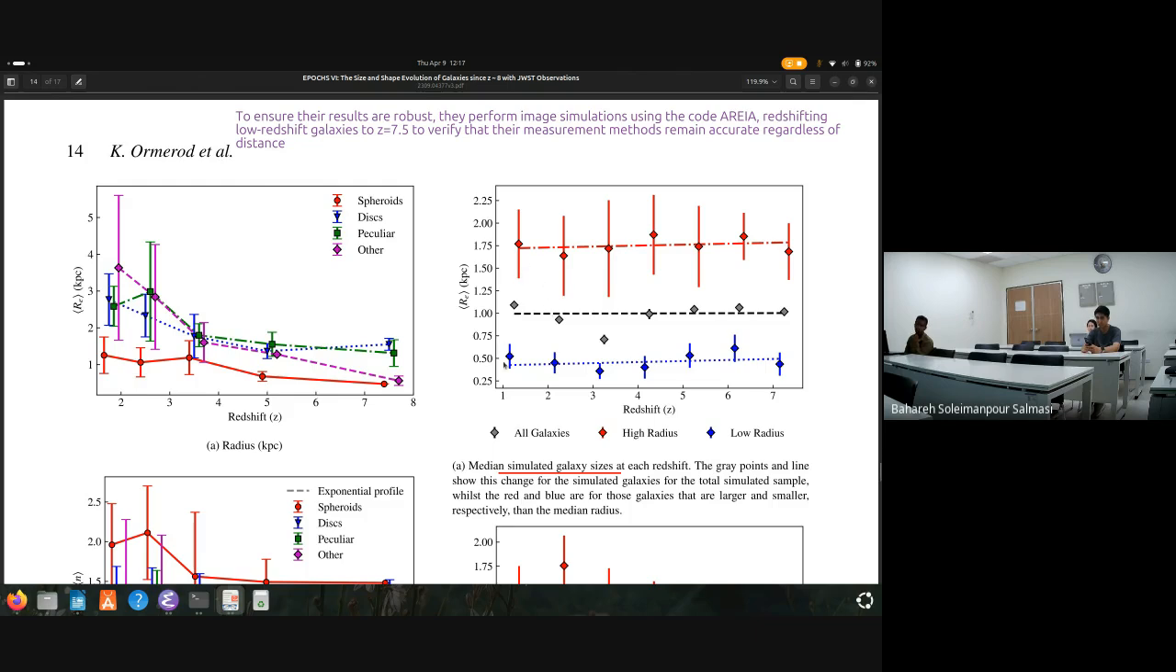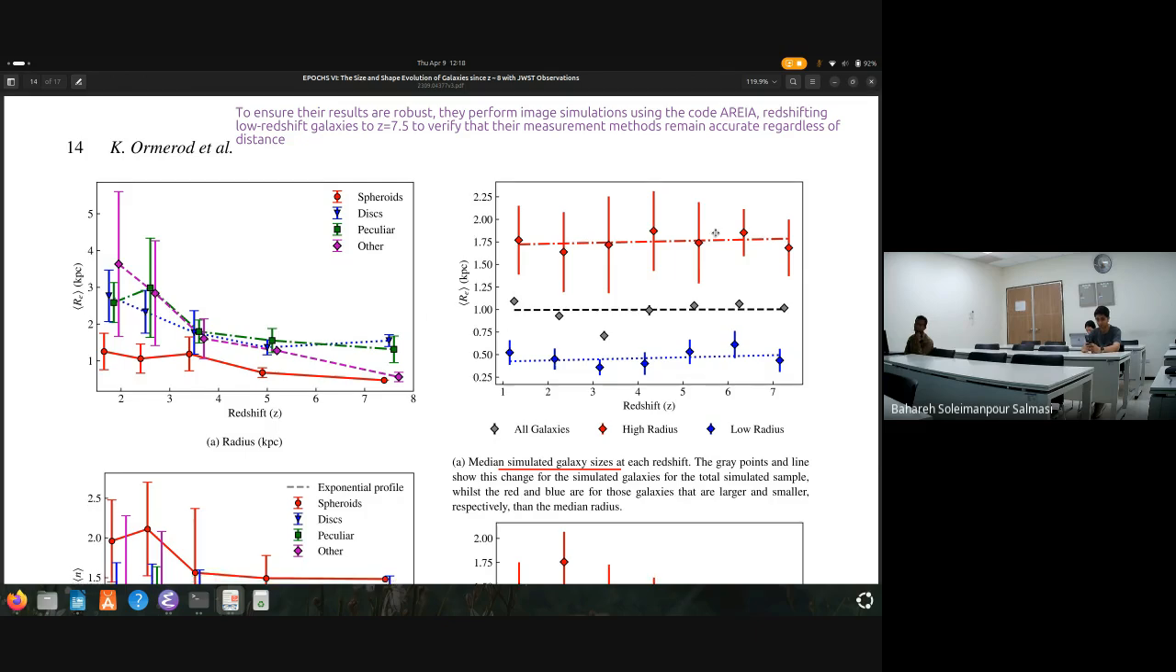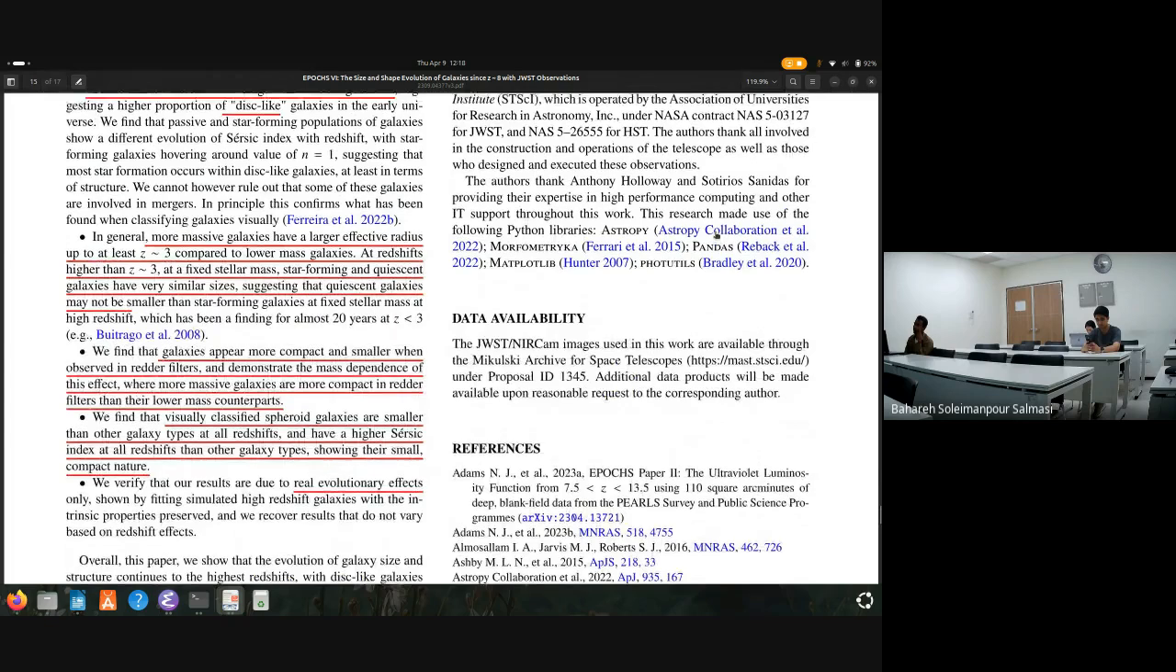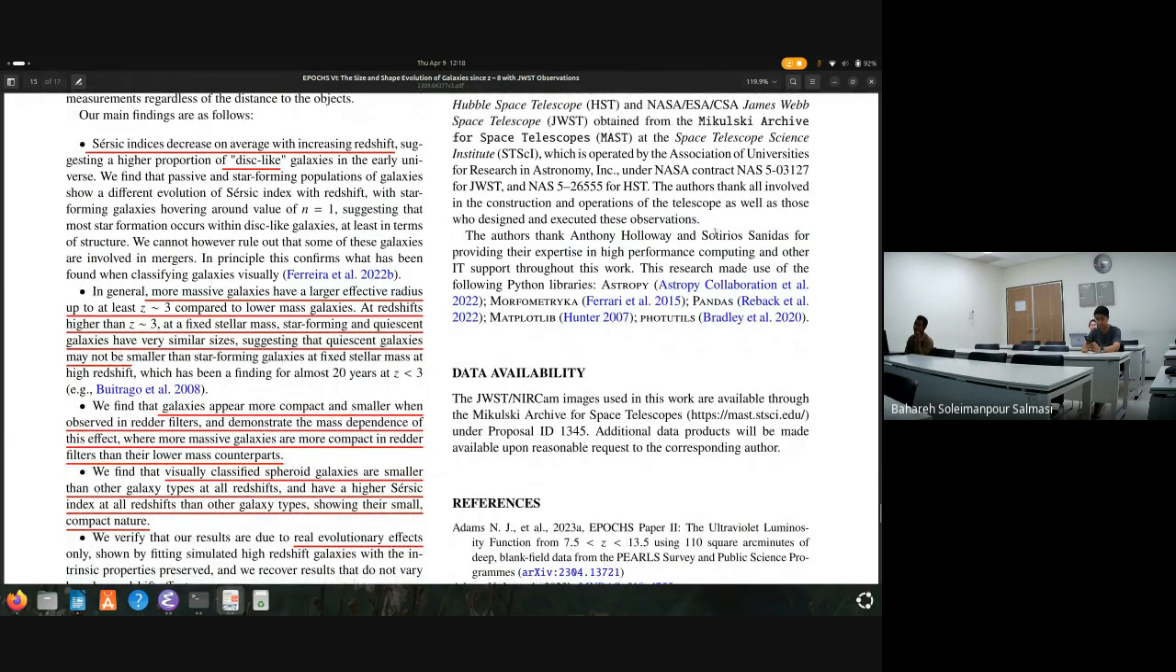If they use the same simulated galaxies at low and high redshift, they see that there is no evolution. So that means it's actually a cosmological evolution rather than the cosmic dimming. I think that's it. That's what they have shown.